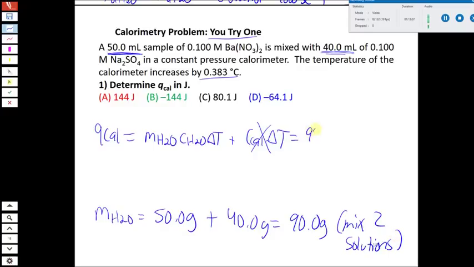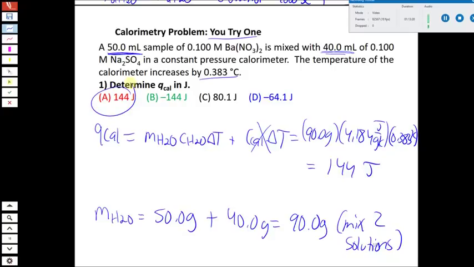So we're going to use 90 grams as our mass of water, same heat capacity of water that we always use, 4.184. And then delta T here, we said increases by 0.383. So it's going to be a positive 0.383 for our delta T. When we multiply those, we get 144 joules. So the heat absorbed by the calorimeter is 144, a positive number because temperature is increasing. All right, so that's step one.